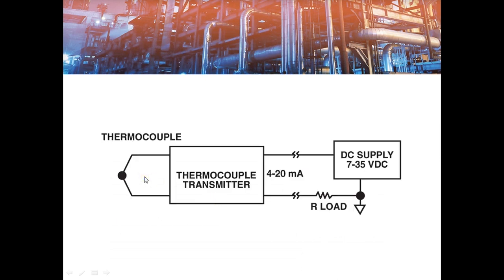So in industries, different types of thermocouples are used, like K-type, J-type, S, R, and so many other types. Each thermocouple has a specific advantage, and depending upon your application requirement, the type of thermocouple needs to be selected. Here you can see the thermocouple is connected to the transmitter, which converts that signal to a 4 to 20 milliampere signal. Here this is the power supply for the transmitter and this is the load for the transmitter. This load will be an analog input module of the PLC, or it may be a chart recorder, or it may be an indicator.